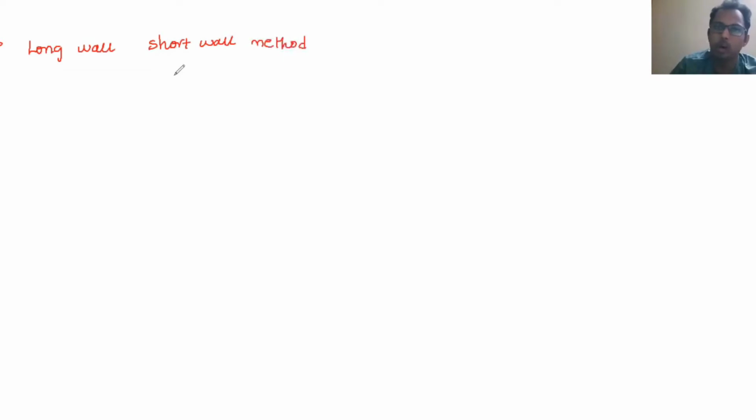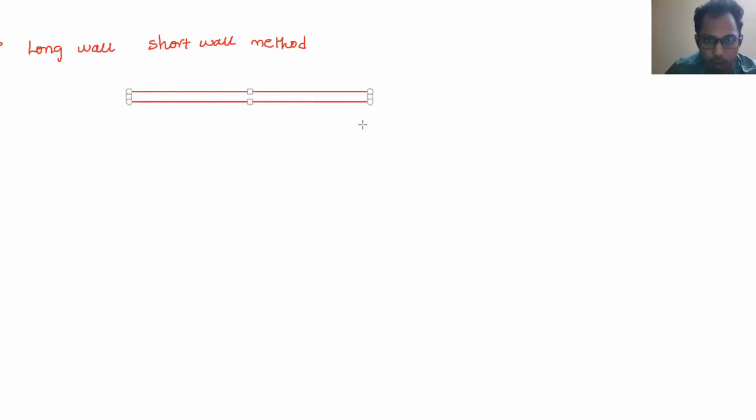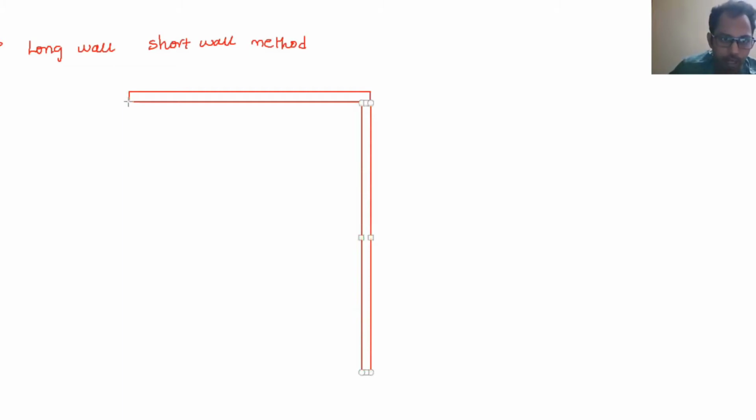In this long wall, short wall method, I will explain with an example. This is a small room, where this is one wall having more length. This is another wall of the same length.